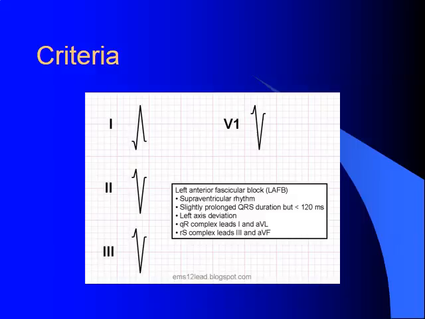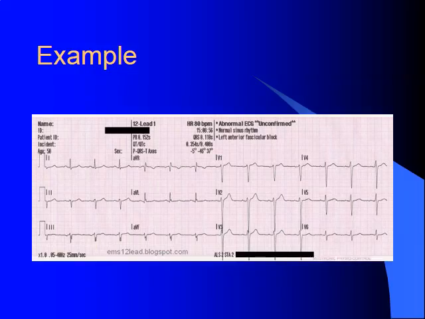So looking at an example here, we note that we do have a moderately increased QRS duration. I'm trying to see what our duration here is on the readout. I can't quite see it. But it does appear to be less than 0.12. We have a very small Q wave in lead 1 and AVL in this case. And we have a small R wave in lead 3.